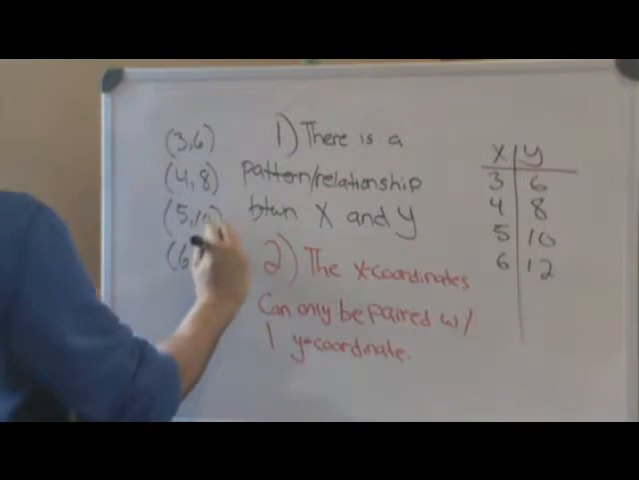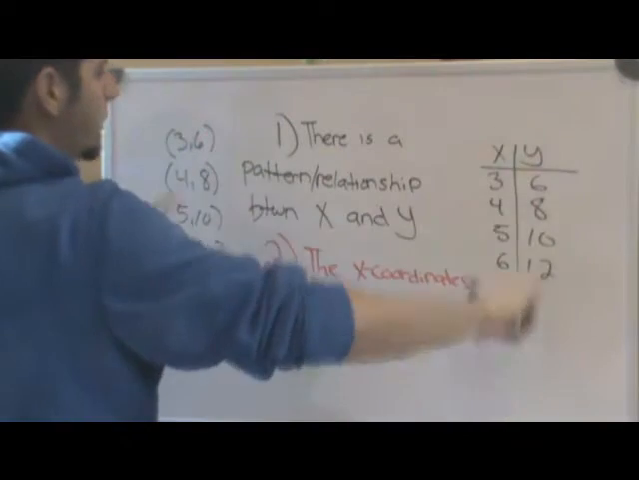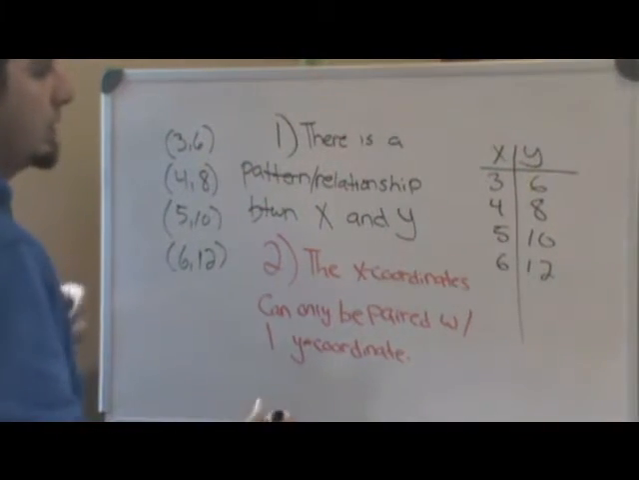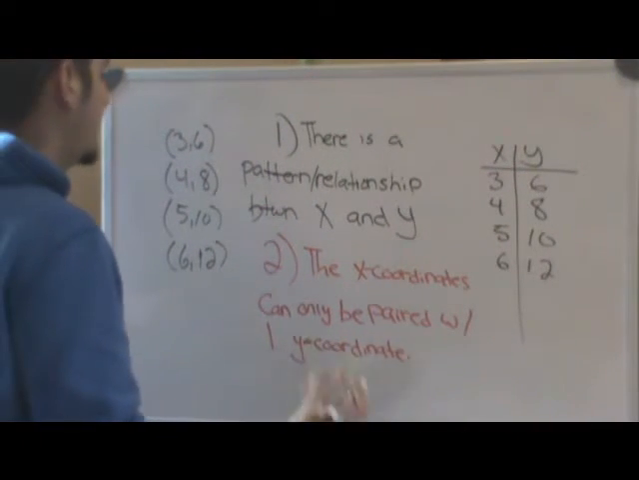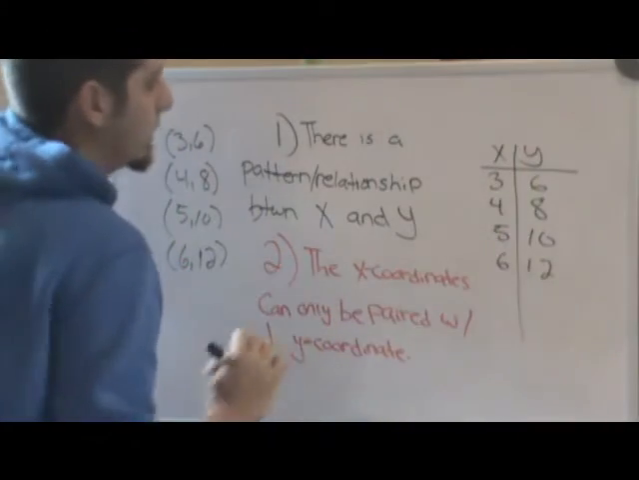Okay. Both of these things represent the same thing. They both represent my function. They both represent a group of ordered pairs. They both represent a list of x coordinates and y coordinates.